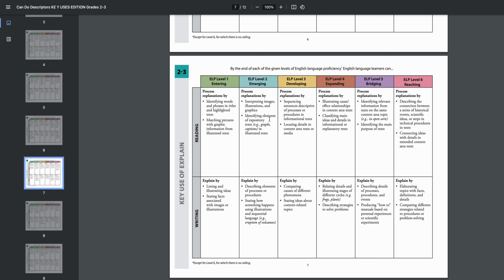I hope this helps in explaining how to differentiate the instruction, how to create your assessment so that the students can show that they understood the content at the proficiency level that they're at. So I hope that this helps. And this is just one more support for you in your process of creating your lesson plan updated to the 2020 WIDA standards.